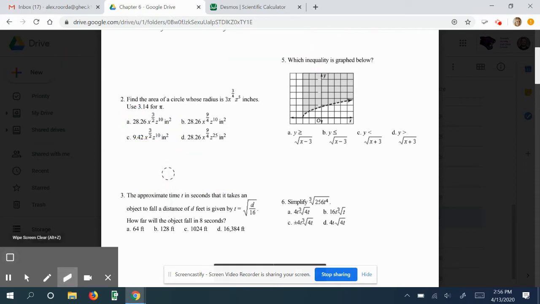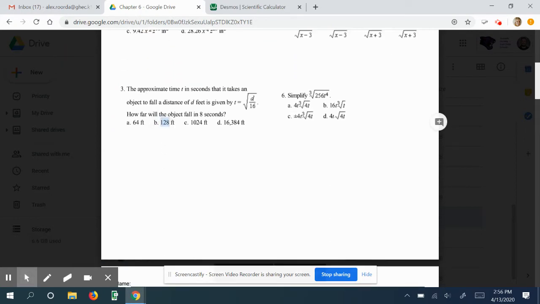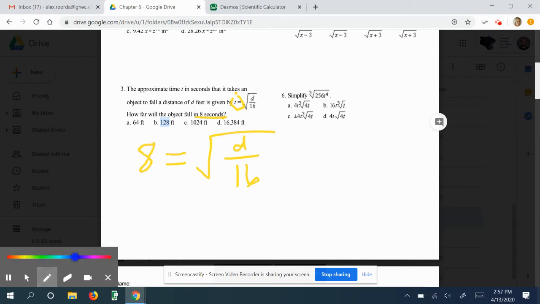Now, number 3. It says the approximate time t in seconds it takes an object to fall a distance of d feet is given by t equals the square root of d over 16. We're asked to find how far an object will fall in 8 seconds. So obviously we know that 8 seconds is our time. We're going to rewrite this problem as 8 equals the square root of d over 16. Our unknown value is d, and that's what we're solving for.